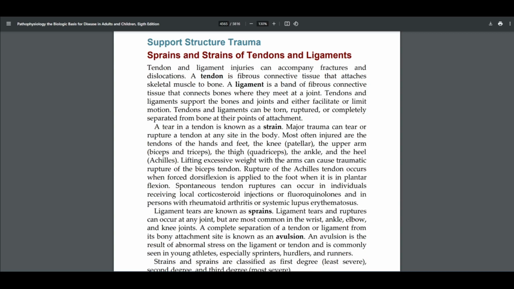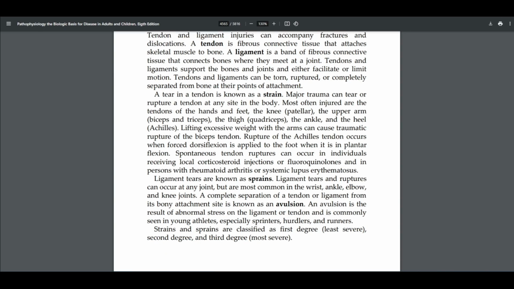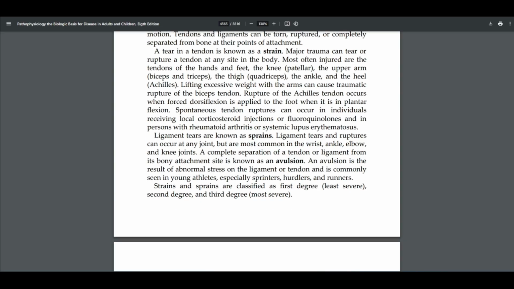Rupture of the Achilles tendon occurs when forced dorsiflexion is applied to the foot when it is in plantar flexion. Spontaneous tendon ruptures can occur in individuals receiving local corticosteroid injections or fluoroquinolones and in persons with rheumatoid arthritis or systemic lupus erythematosus. Ligament tears are known as sprains. Ligament tears and ruptures can occur at any joint, but are most common in the wrist, ankle, elbow, and knee joints.